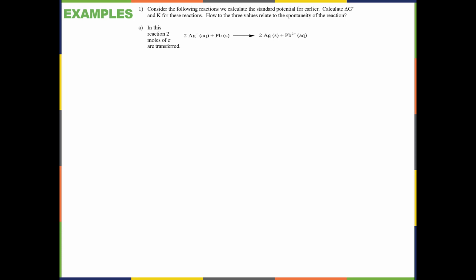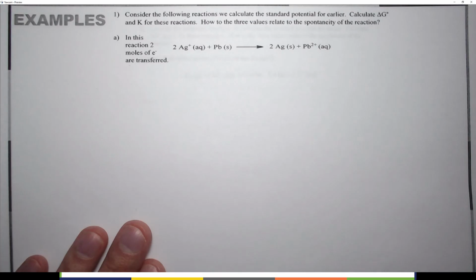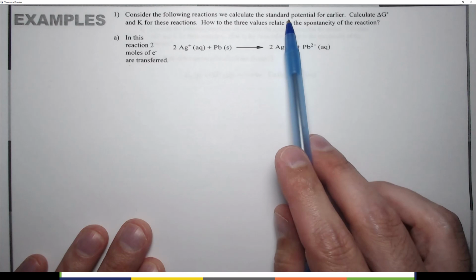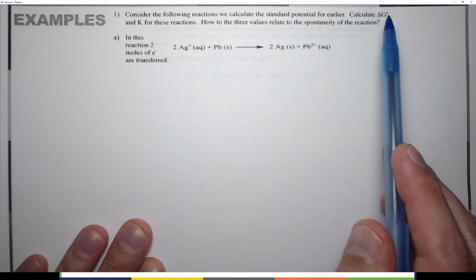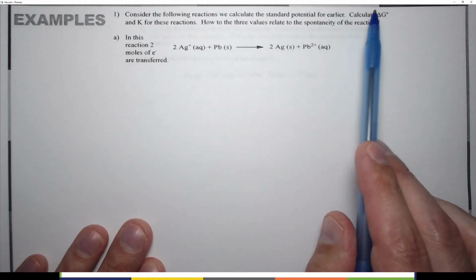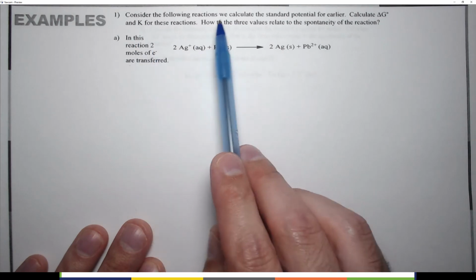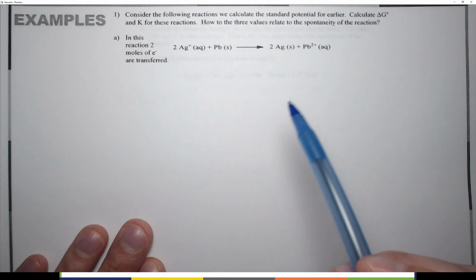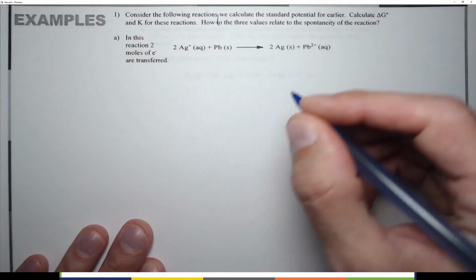So it says, consider the following reactions. I'm going to switch over to the camera before I forget. It says, consider the following reactions. We calculated the standard potential for them earlier. Calculate delta G and K for these reactions. How do the three values relate to the spontaneity of the reaction? So there's a couple of typos in here.